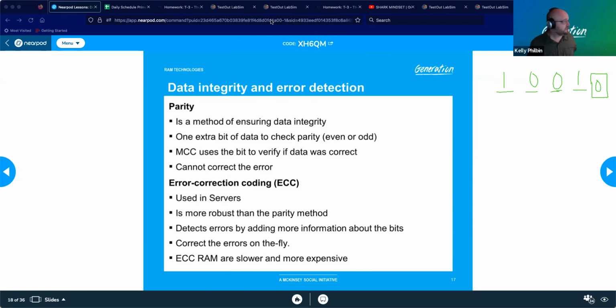Okay. So if I receive 0, 0, 0, 1, Jamal, what would my parity bit be? 1.